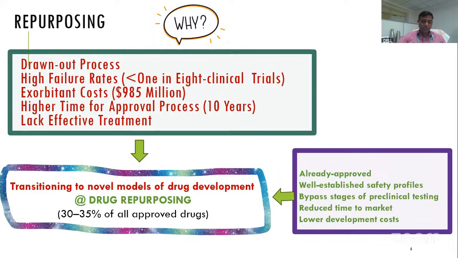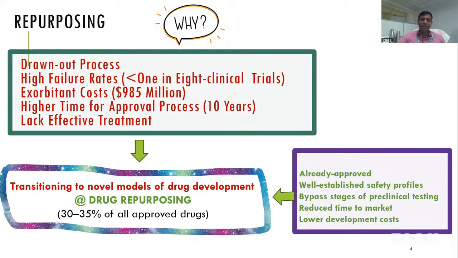The average approval process for a drug with new molecular moieties stretched out close to a decade during the time spanning from 2010 to 2020, which indicates a higher time for the approval process and high failure rates. That is the data published by the FDA, that less than 1 in 8 drugs enter into the clinical trials.